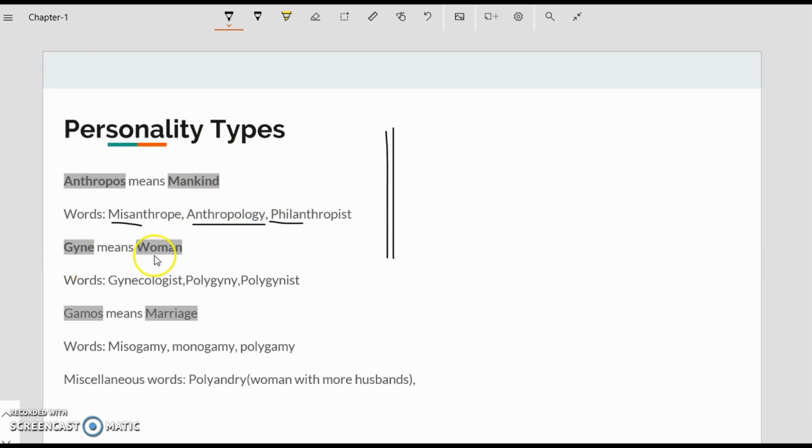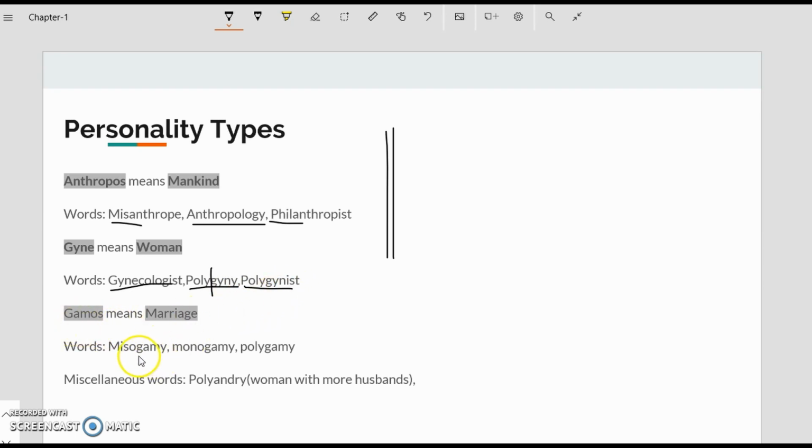So gyne means woman. Gynecologist, as we know, like cardiologist, orthopedist. Gynecologist means a doctor dealing with female ailments. Polygyny. Gyne means woman. Poly means many. A person who is having many wives, many women, is called polygyny. Polygynist is a term used for polygyny.